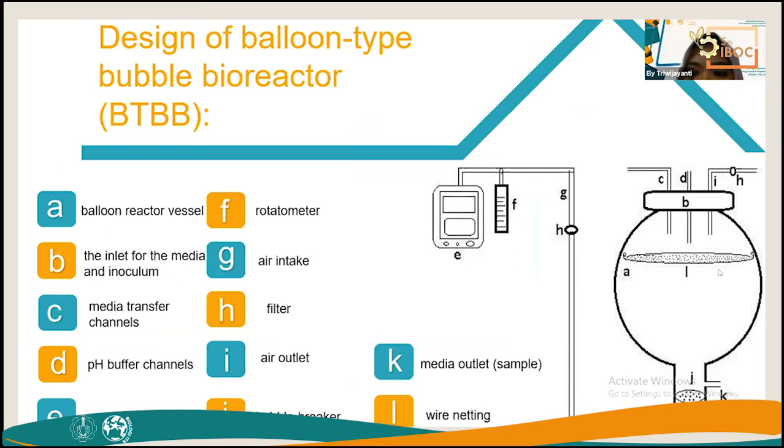A is a balloon reaction vessel. B is the inlet for the media and inoculum. C is a media transfer channel. D is the pH buffer channel. E is the aeration pump. F is the rotameter. G is the air intake. And then the filter, air outlet, and bubble breaker. This is the bubble breaker, or sparger. And then K is the media outlet for sampling. And this is the wire netting.